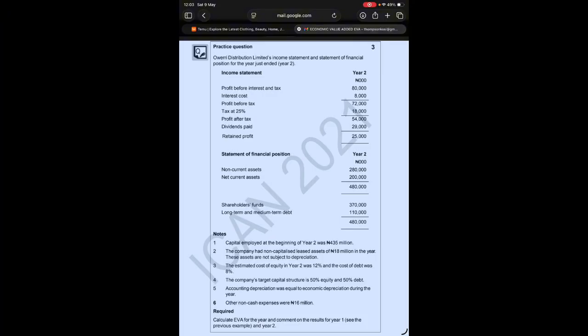Just like we say, we have profit minus cost of capital employed. That's just everything about economic value added. Just your profits minus your cost of capital employed. That's just what it is all about. The issue now is this profit you want to calculate. How do you calculate it?